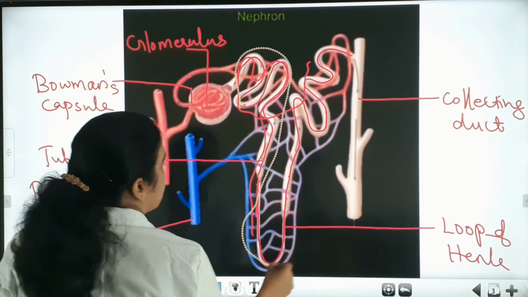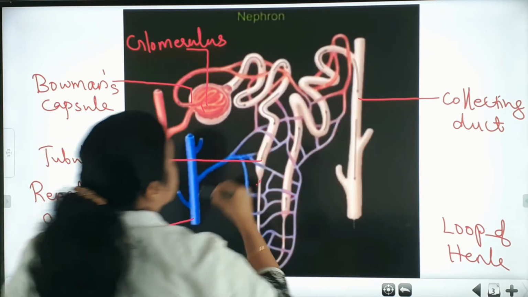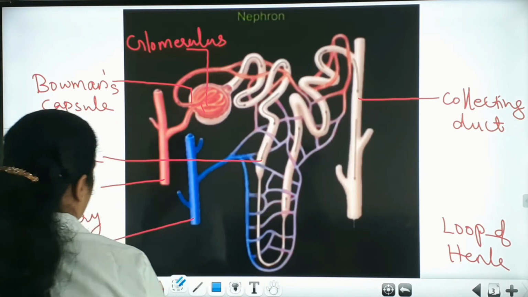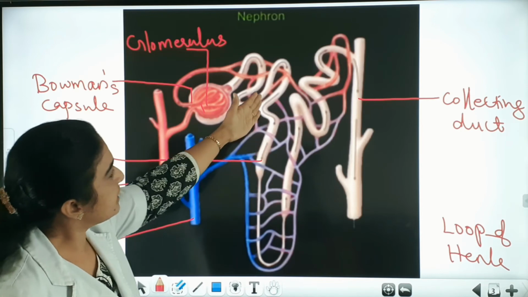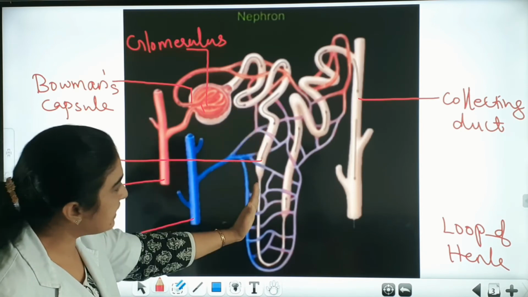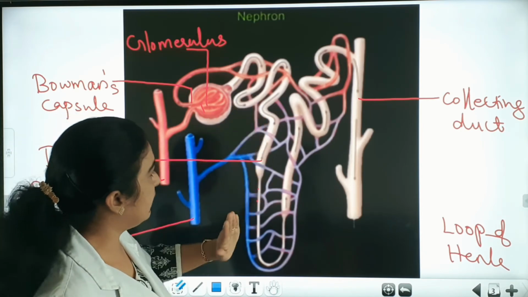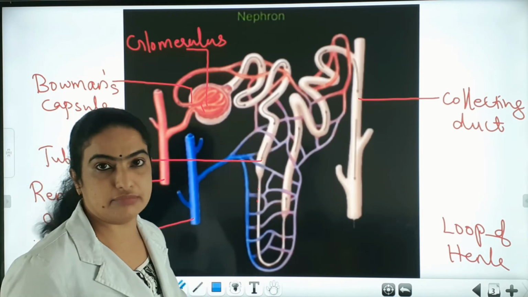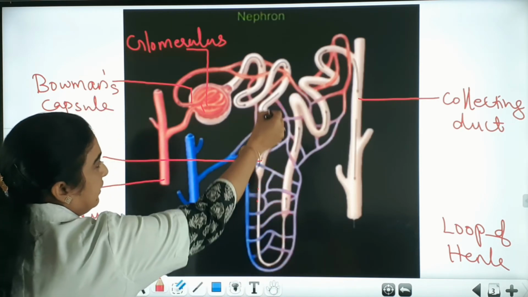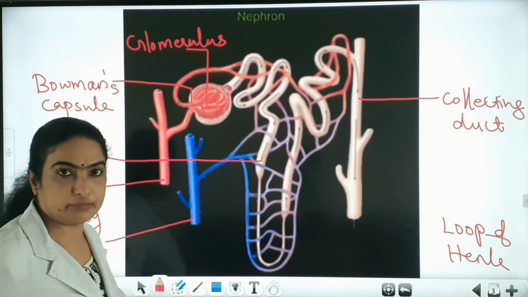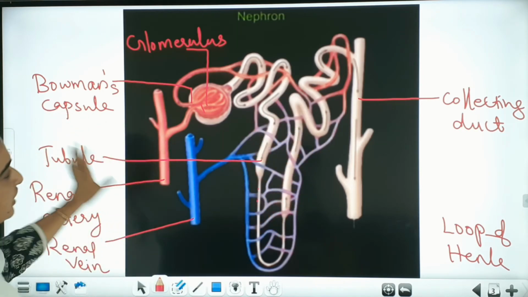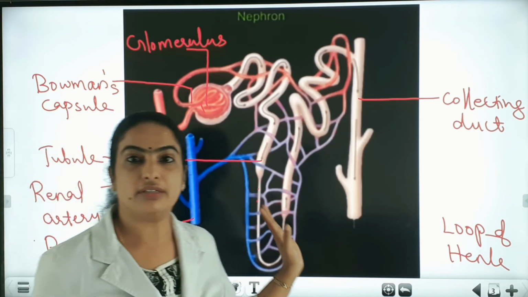Now we can see the next areas. Here this tubular part is the descending part, or descending limb, and this is the ascending limb. Here you need to study only this one part of the nephron.